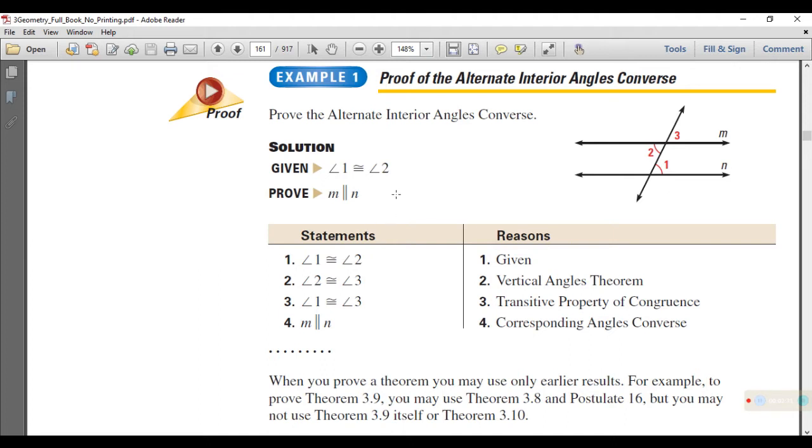So, 1 and 2 are congruent. That is given. What is the relationship of 1 and 2 with 3? So, measurement of angle 2 is congruent to angle 3 because of the vertical angles theorem. And measurement of angle 1 is equal or congruent to the measurement of angle 3. By transitivity, therefore, M is parallel to N, which is the corresponding angles converse.